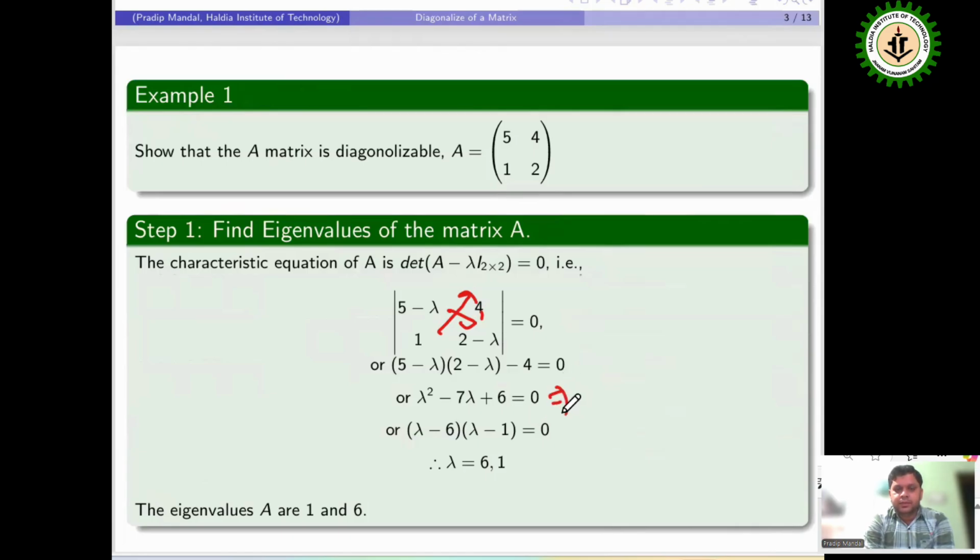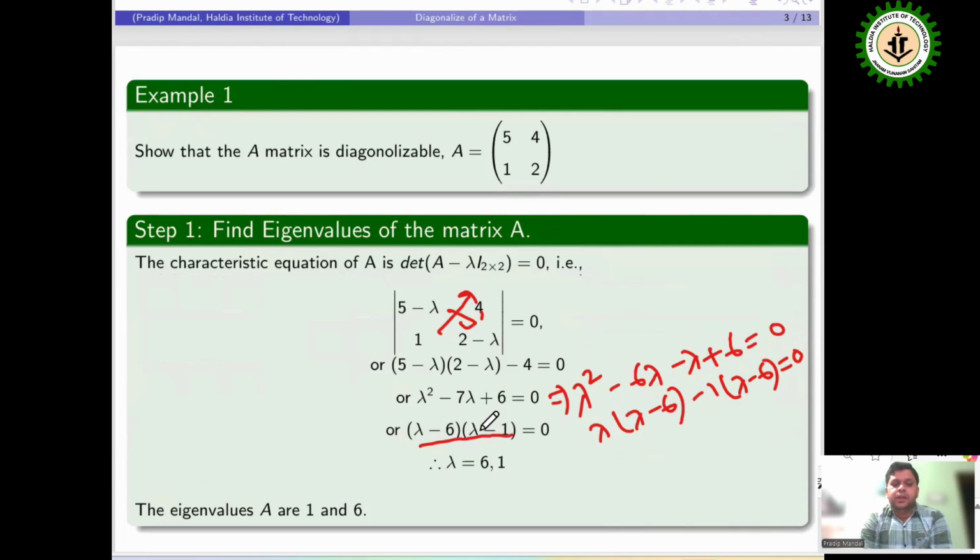That means lambda square minus 6 lambda minus lambda plus 6 equals 0. Taking lambda common, we get lambda into lambda minus 6 minus 1 into lambda minus 6 equals 0. These two factors give lambda minus 6 and lambda minus 1 equals 0, and therefore lambda equals 6 and 1. Therefore the eigenvalues of A are 1 and 6.